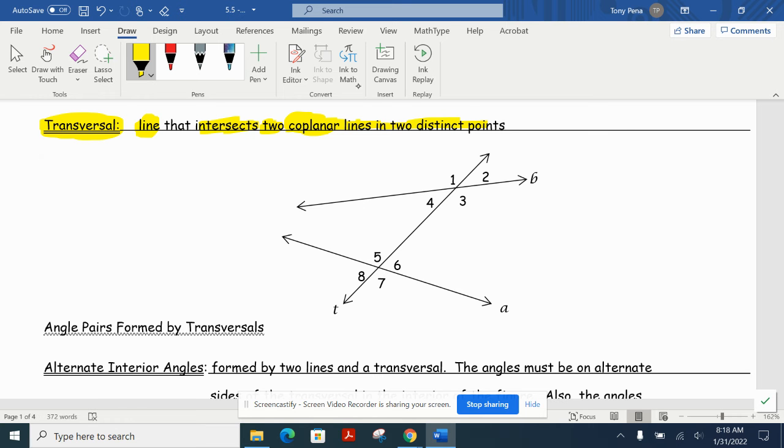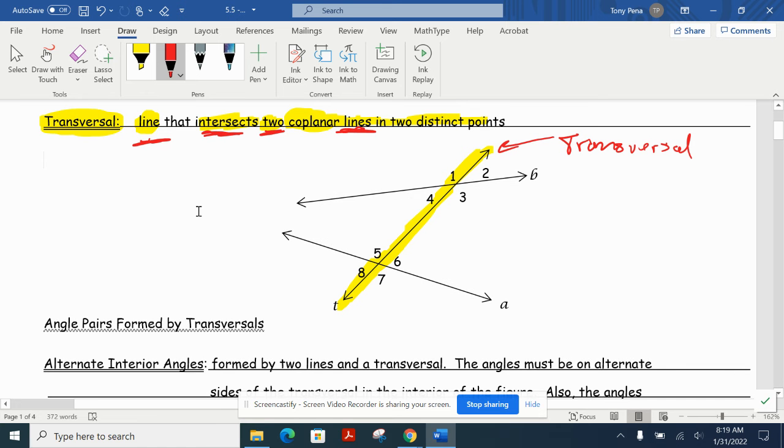So if we look at this here, this is what we would call our transversal. Notice how it is a line that's intersecting two different lines. Line A and B are cut by this yellow line, so this is our transversal, and we're going to use that a lot. When that happens, it forms a bunch of different kinds of angles. So that's what we're going to talk about down here: angles formed by a transversal.